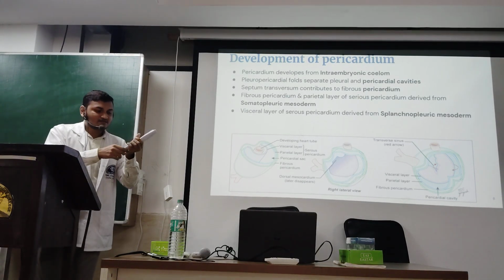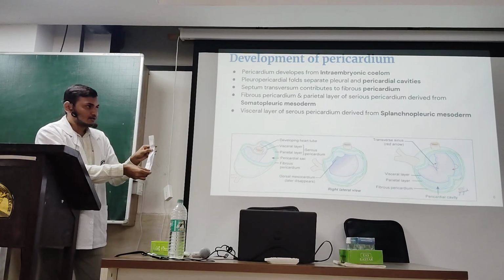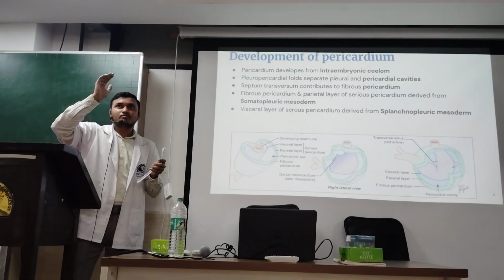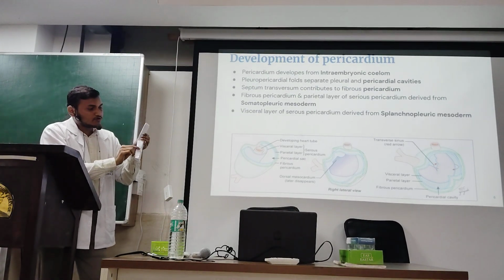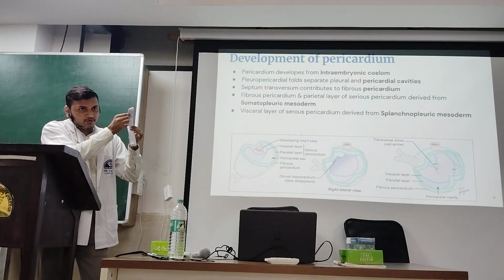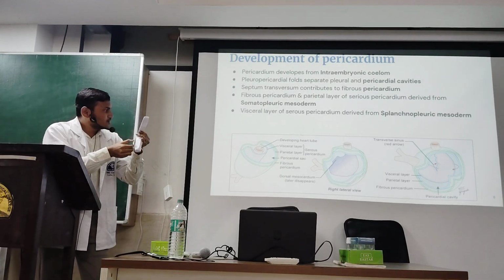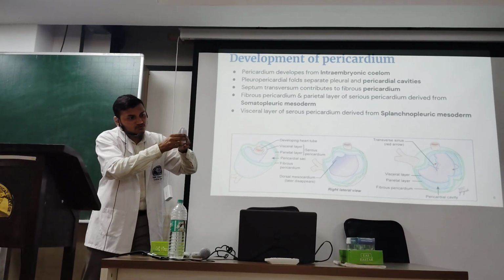So suppose this is a heart tube. This is the arterial end, and this is the venous end of the heart tube. So suppose here is the pericardial cavity, which is separated from the pleural cavity by the pleuropericardial folds. So this heart tube invaginates into the pericardial cavity from the posterior wall, and it starts winding around itself like in this way. So what happens here?